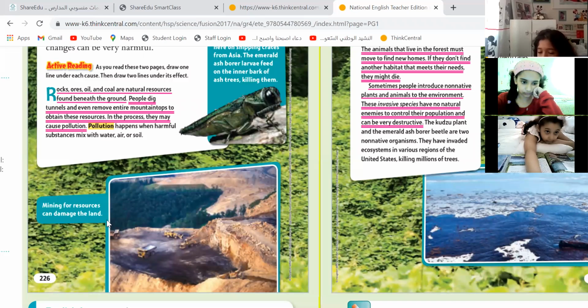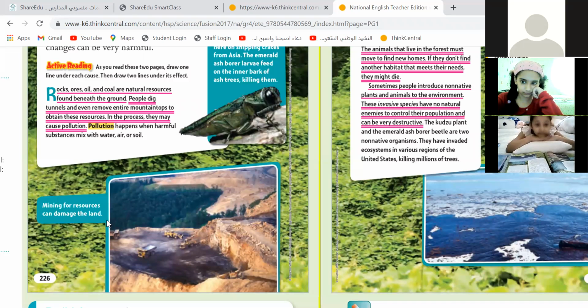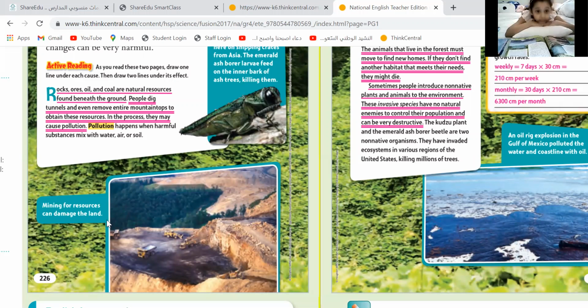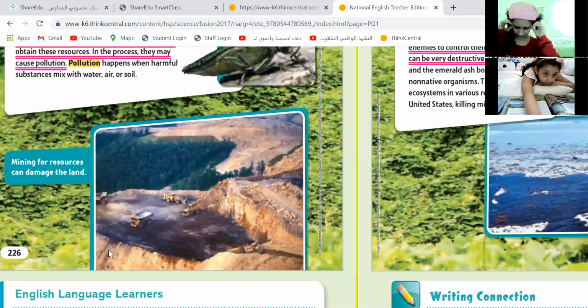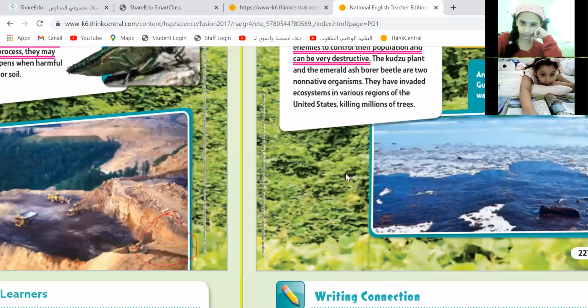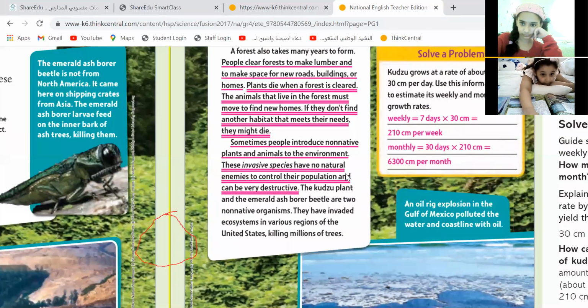Another way of damaging the environment is mining. Mining means to find minerals. Can you see down here? Trucks are trying to dig the mountain and break rocks into smaller pieces for mining. They are finding minerals. They want to know if there are minerals or not. They can cause pollution by doing that. Yes, Science Queen. Excellent.